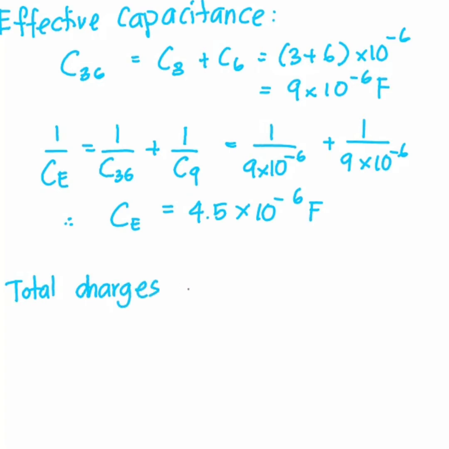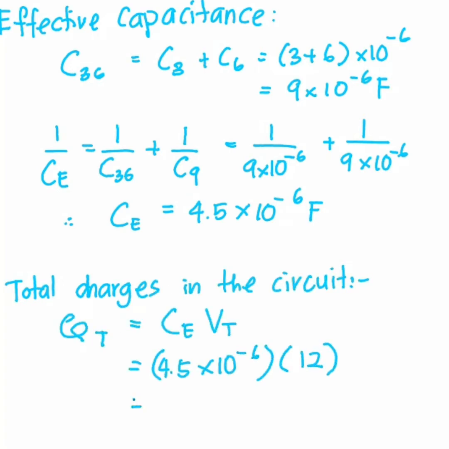Next step is to find the total charge that passed through the circuit. Qt equals to Ce times Vt. And the final answer is 5.4 to the power of negative 5 coulomb.